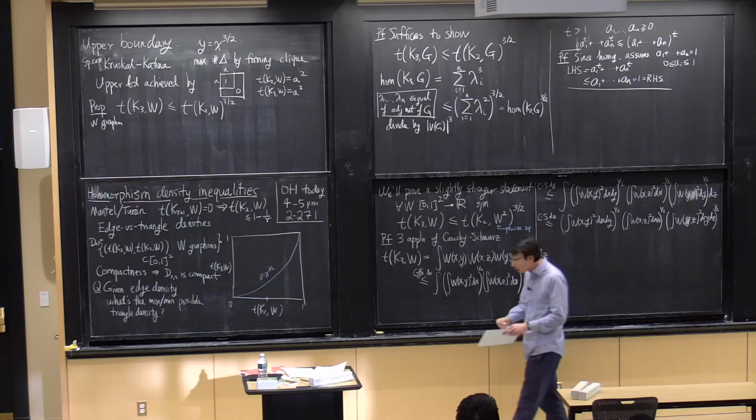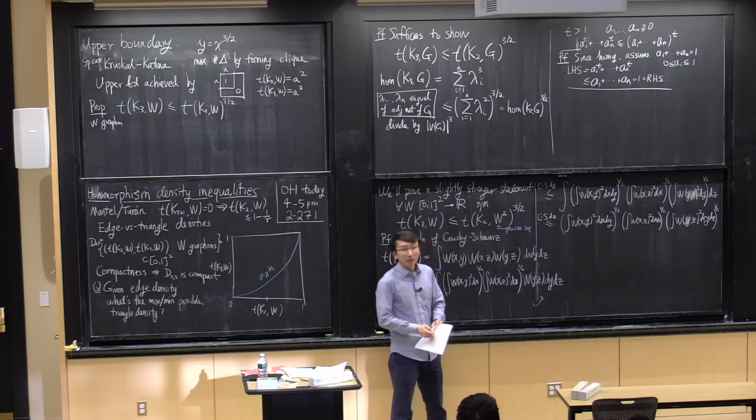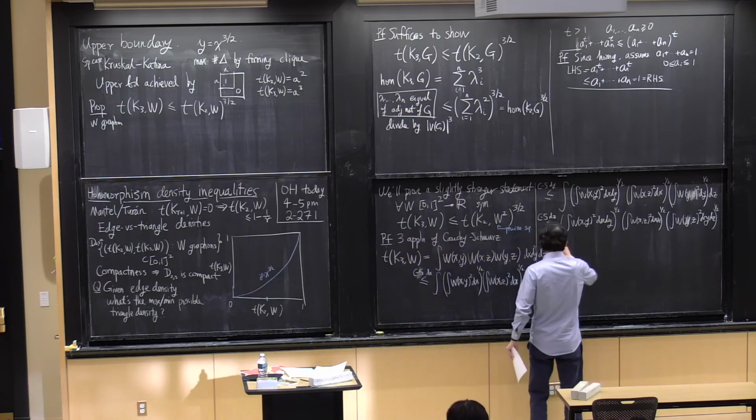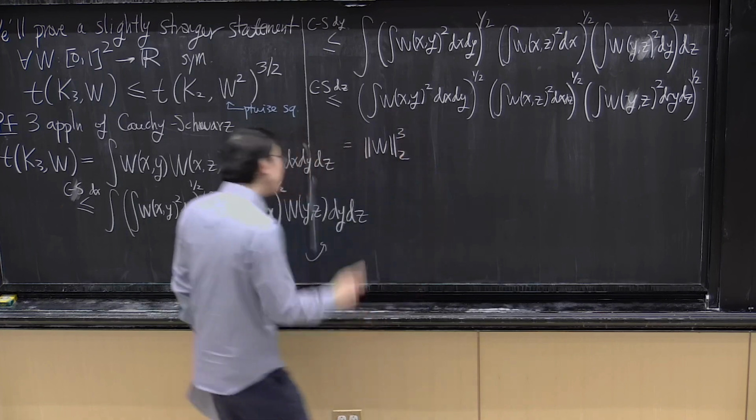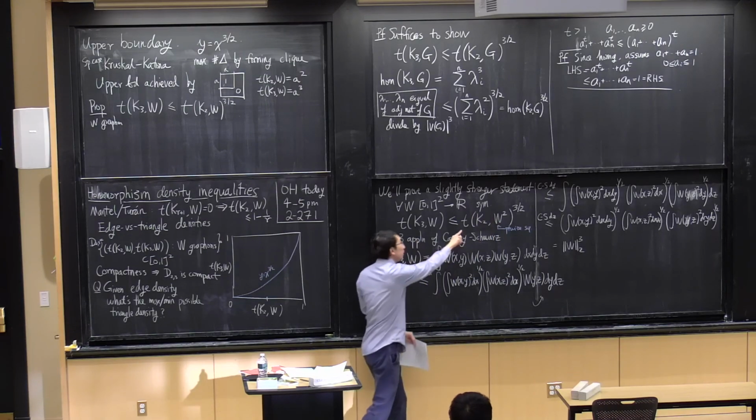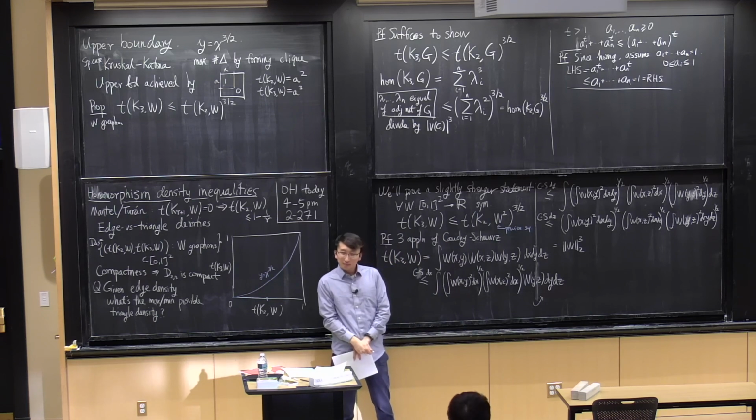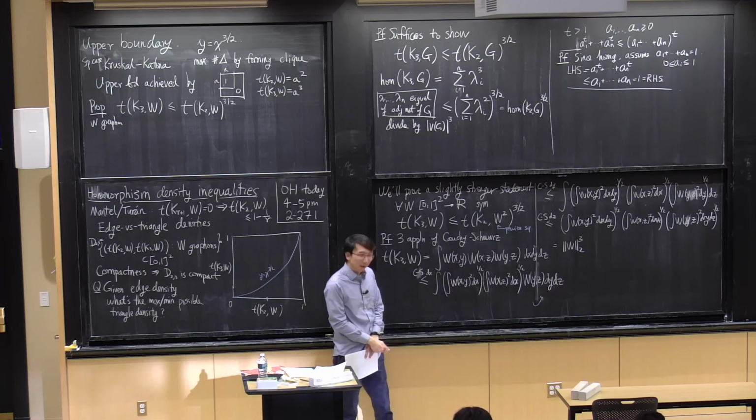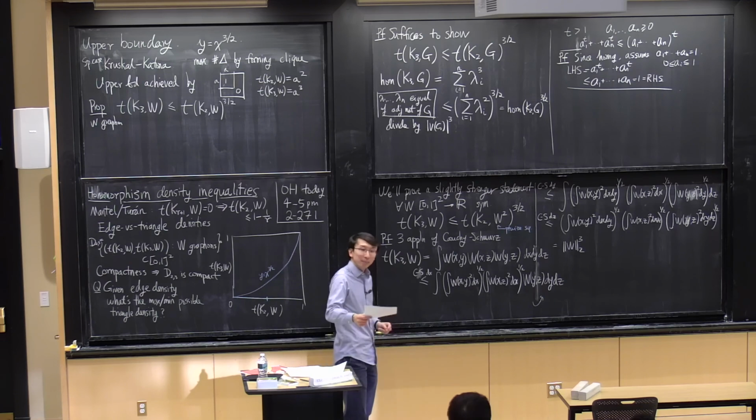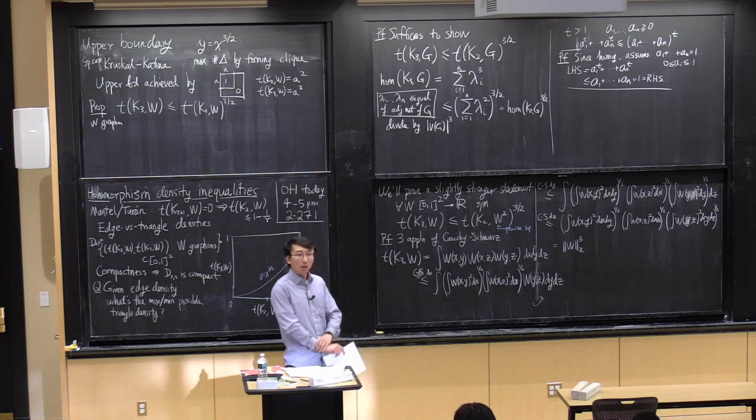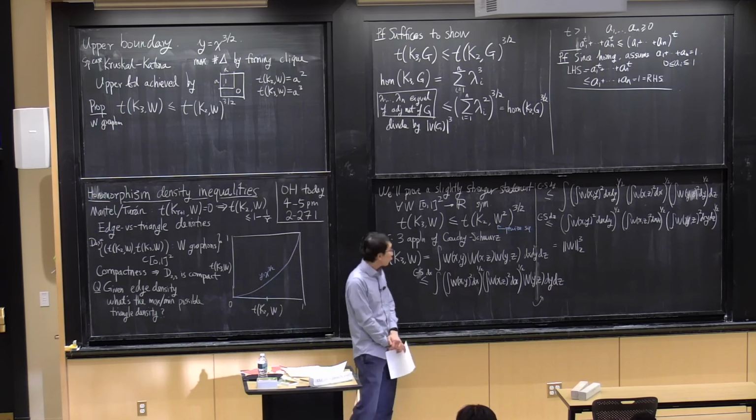So you get this product, and you see every single term is just the L2 norm of W. So you have that, which is the same as what I wrote over here. Okay? Any questions? Great question. So where do I use the fact that W is symmetric?